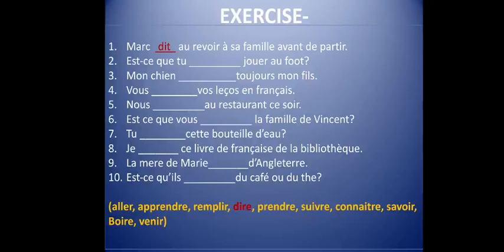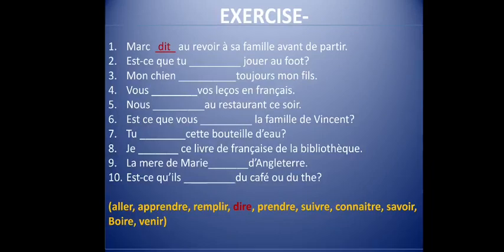I have done the first fill in the blank for you as an example, where I have taken the verb dire, which means to say. Now I am going to read these sentences in French, then I'll be translating also. Once I finish the translation, I want you to pause the video, do the answers on your own, and then look at the answers. Alright, so let's start.